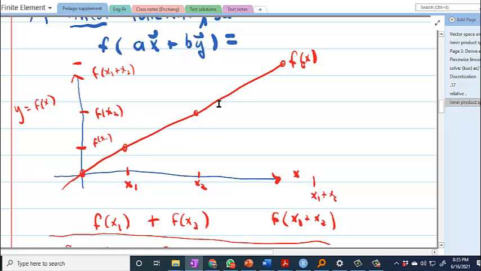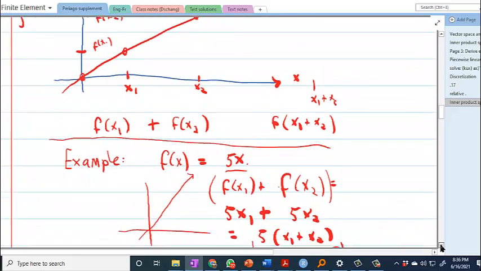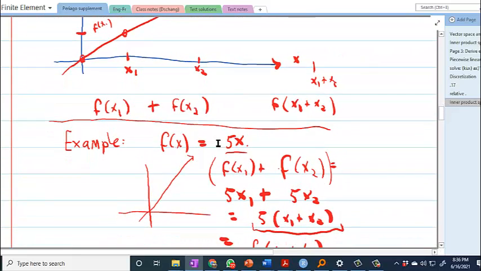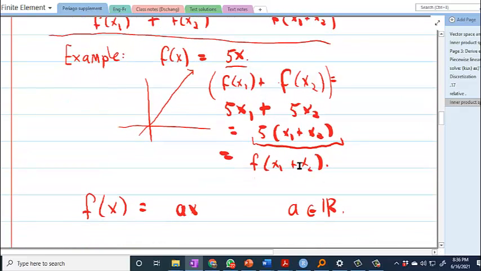All right, so if we have this line, I wanted to consider these two quantities. If I take x1 and x2 as two values of x, and I take f of x1 and f of x2 and add them together, what's the relation between the result and f of x1 plus x2? We did some examples. If I say f of x equals 5x, that's certainly a line through the origin. In this case, when I computed f of x1 plus f of x2, using substitution, I found that f of x1 plus f of x2 is equal to f of x1 plus x2.